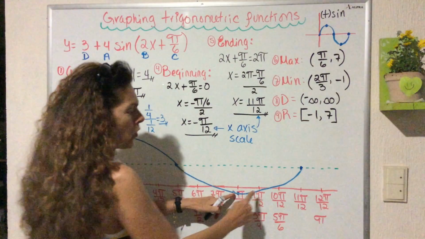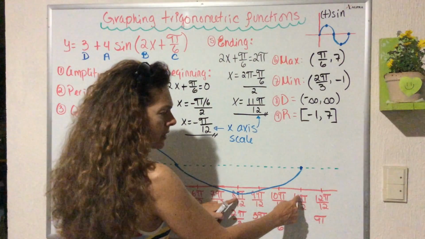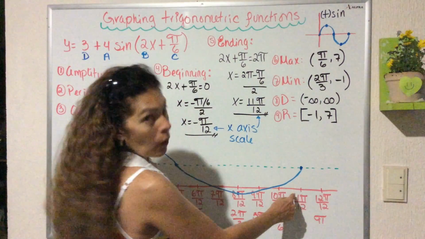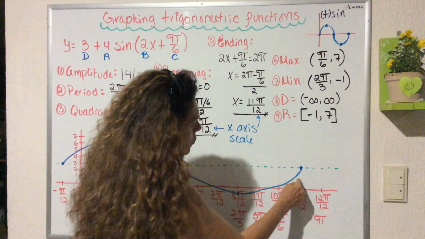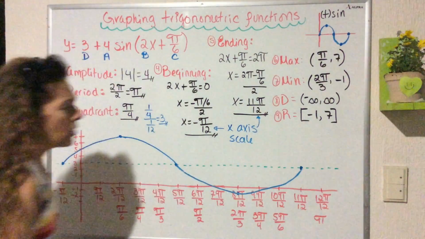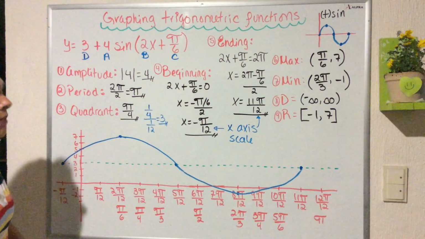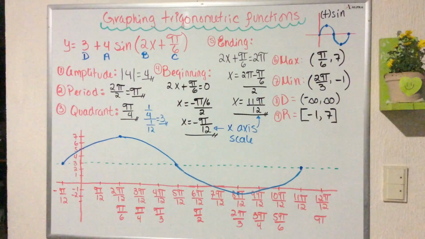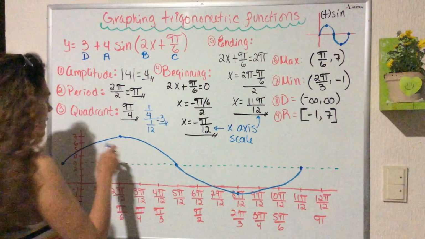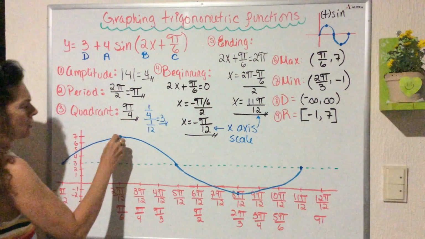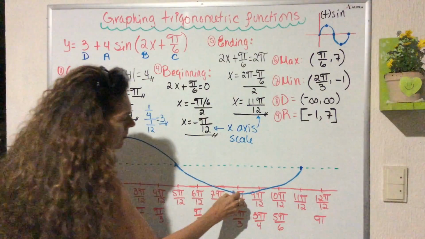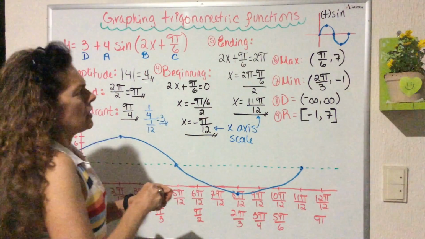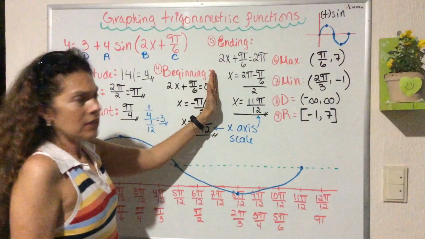And then again, 1, 2, 3 twelfths, and then I go up. Okay, so 4 units up. 1, 2, 3, 4. And there you have the last important point. So you can plot your graph. Let me remark the important points here so you can see them. And then let's get the ending.